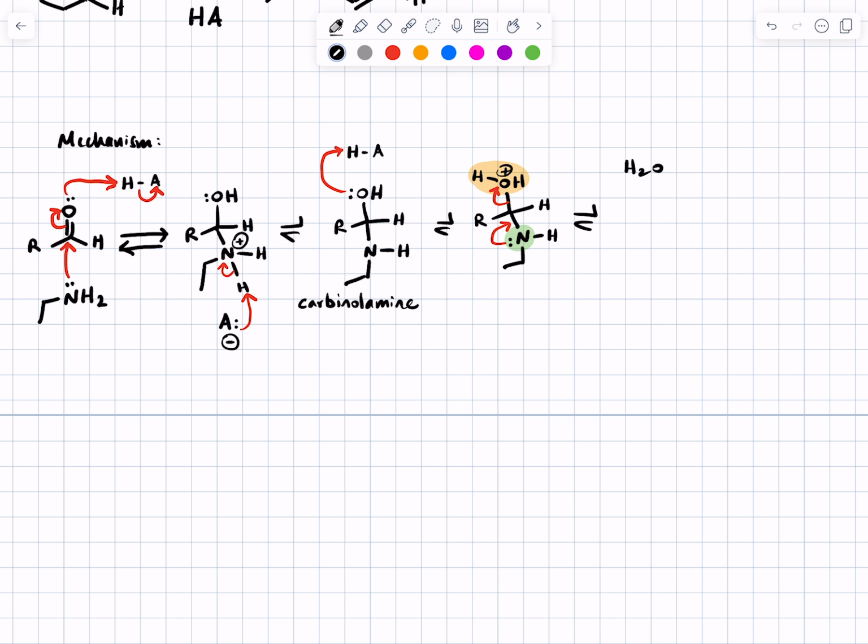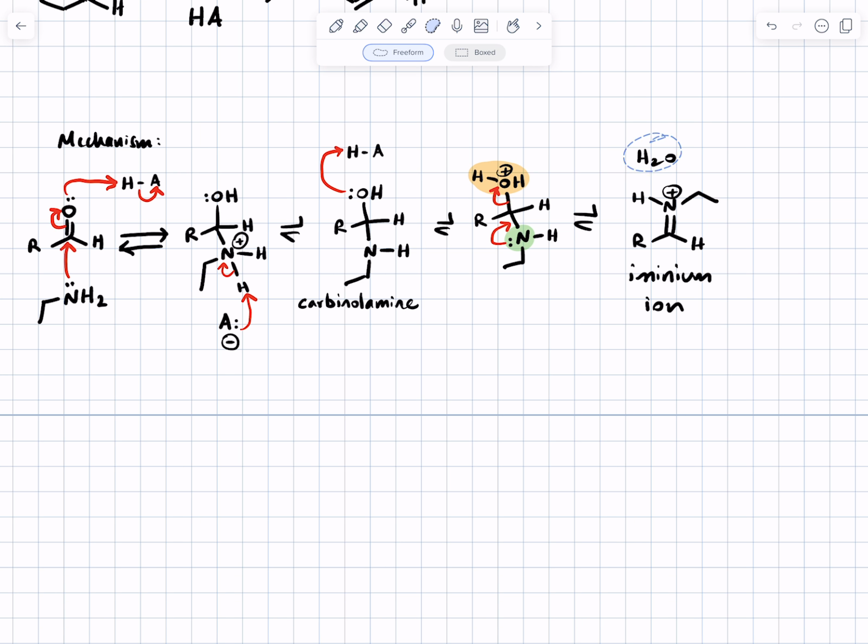Here's the water that left. And what's left behind is the nitrogen that's doubly bonded to what used to be the carbonyl carbon. And the nitrogen is bonded to two things, well, the alkyl group and a hydrogen. And then the nitrogen has to have a positive formal charge. This intermediate is called an iminium ion. It's the conjugate acid of an imine.